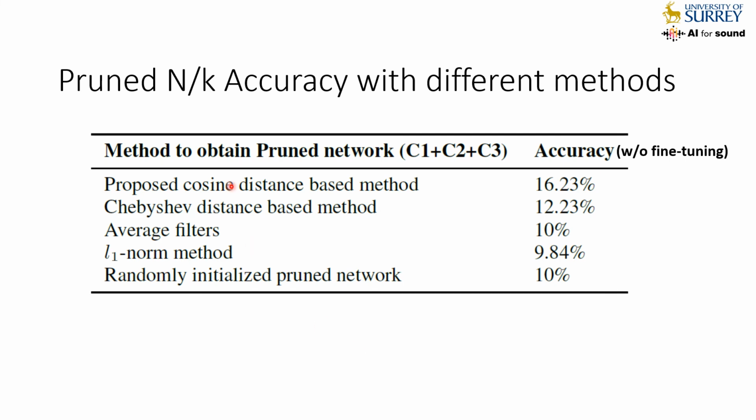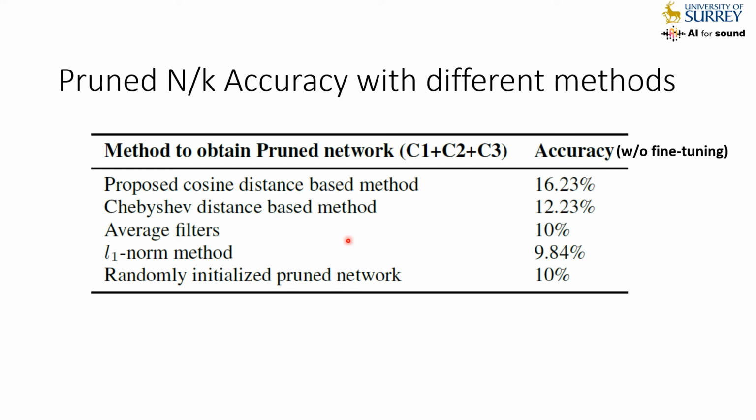Next we analyze the pruned network accuracy with the different methods when the important filters are obtained using different distance metrics. The proposed method uses the cosine distance-based similarity. We also tried the Chebyshev distance-based method and the average filters, where we compute the similar filter pairs based on the cosine distance, and then instead of removing one of the similar filters, we average the similar filters and use the average filter as the important one.